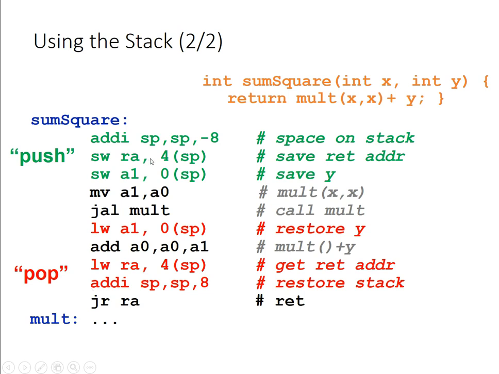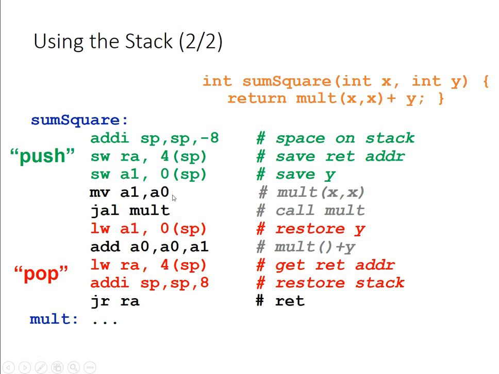Because we're also calling another subroutine within this subroutine, and we're going to overwrite the return address register RA as well as the a1 register to pass the parameter into the multiply, we're going to need to save these onto the stack. And so this is what happens first. We're allocating 2 words by subtracting 8 from the stack pointer. We're storing the return address onto the stack, and we're also storing the argument a1.